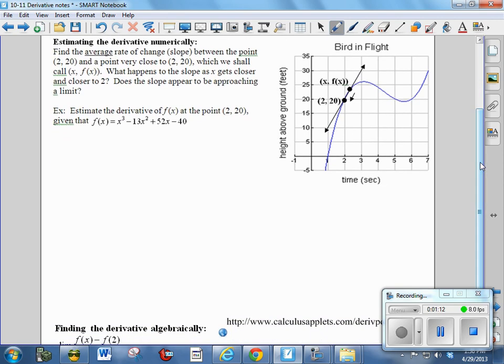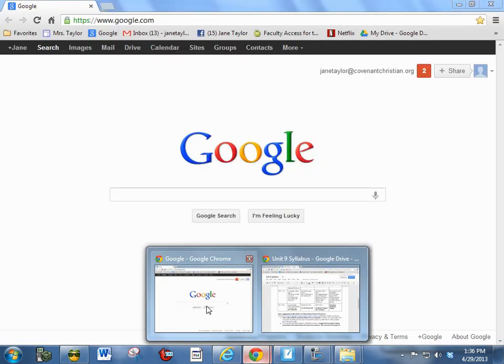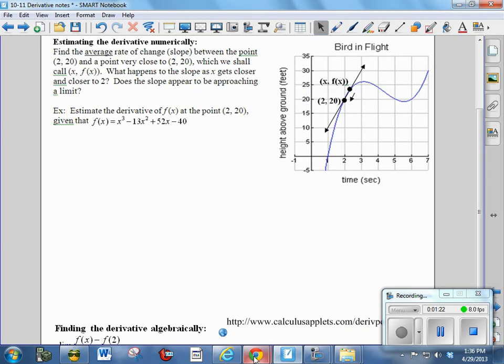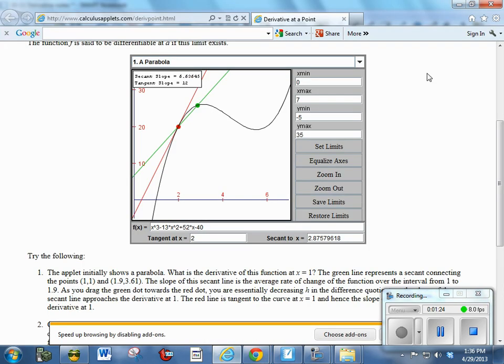So I want to open up something on the internet. It's a little applet to show you. Let me find where I have that. Oh, it's actually not on here. It's on this one. Okay.